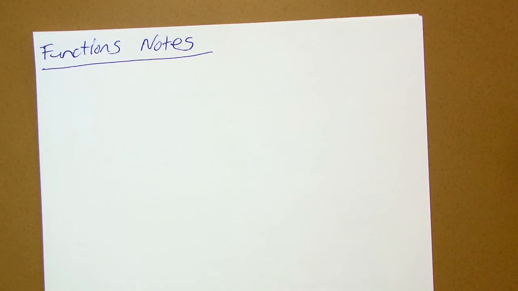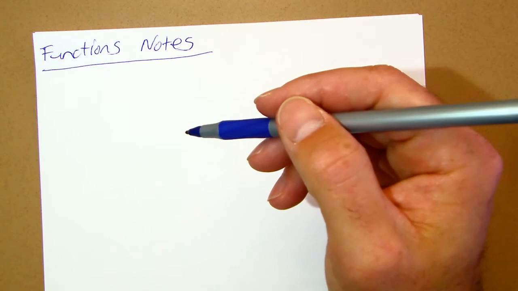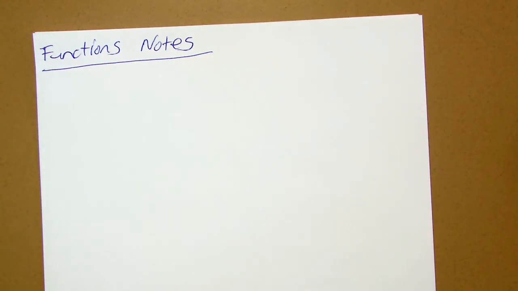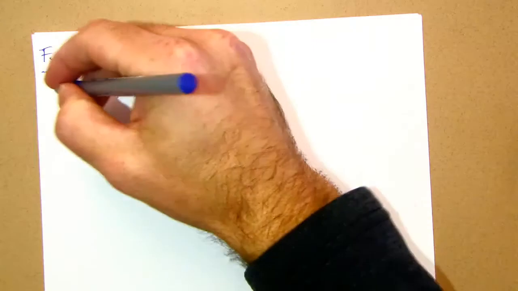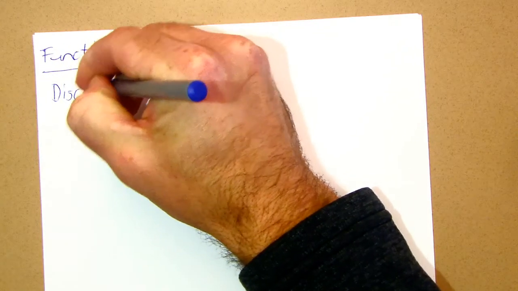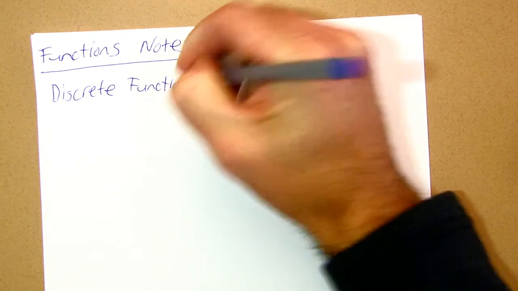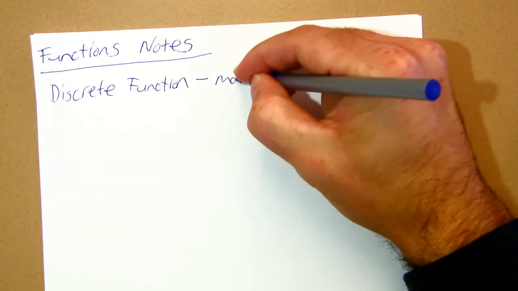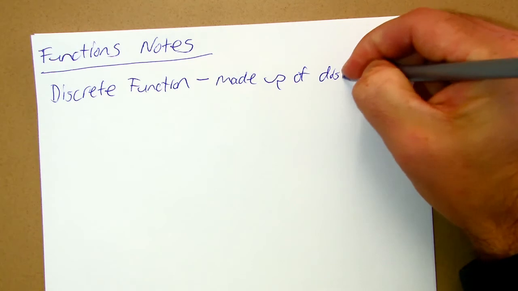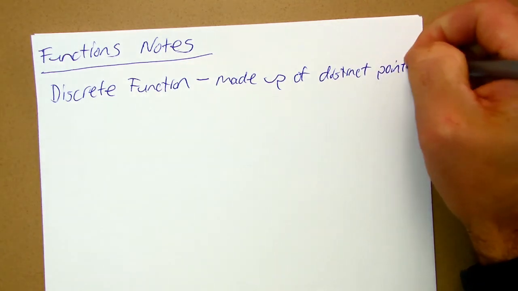All right, so the first thing we got to talk about is continuous functions versus discrete functions. Okay, so first up, let's talk about a discrete function. It's made up of distinct points.